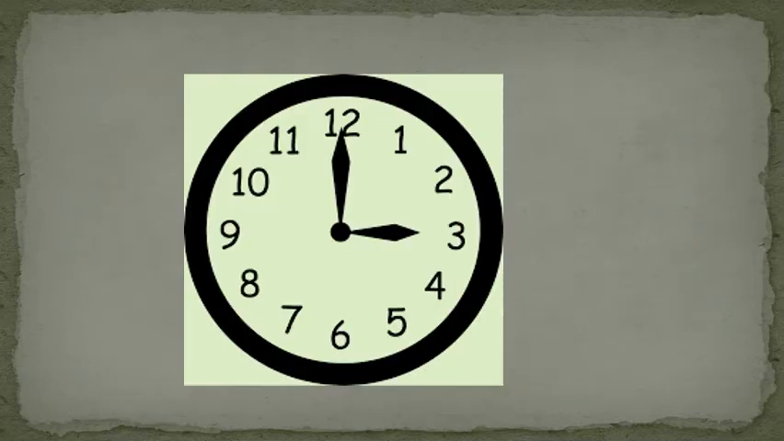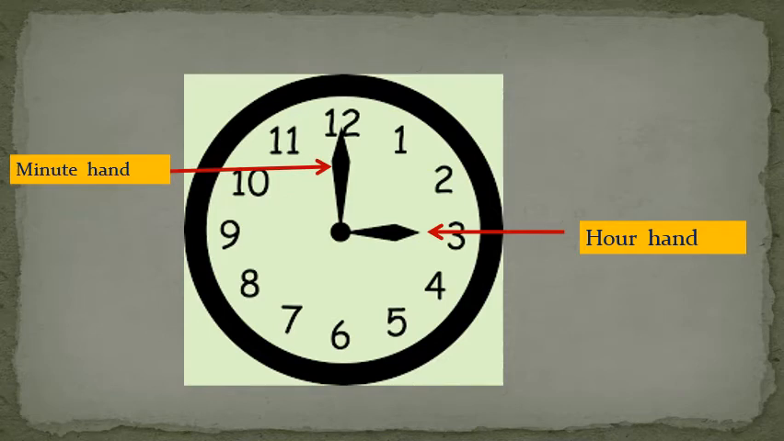We know that a watch or clock tells us time. A clock has two hands. A shorter hand is the hour hand. The longer hand is the minute hand. The hour hand moves slowly and it takes 1 hour to move from one number to the next number. If it moves from number 3 to 4, it means 1 hour has passed. The minute hand moves faster and it takes 1 hour to go around the clock. If it starts at 12 and goes around to get back to 12, it means 1 hour has passed.